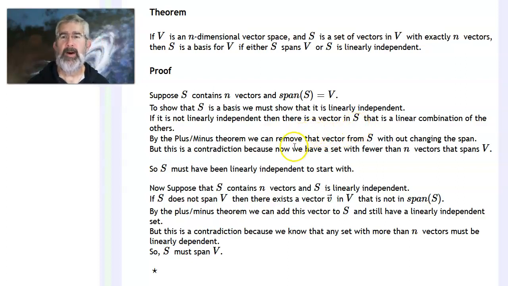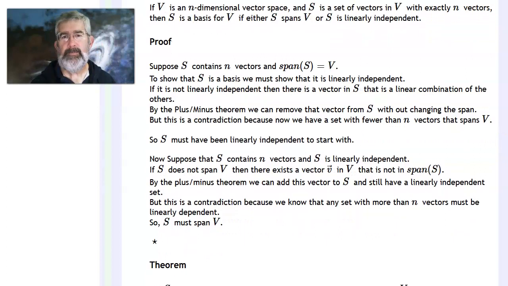However, this now becomes a problem. This is a contradiction because now we have a set with fewer than n elements that spans V. But from the first theorem I have up above, right, if it's n-dimensional, any set with fewer than n doesn't span. So this can't be. So S must have been independent to start with.